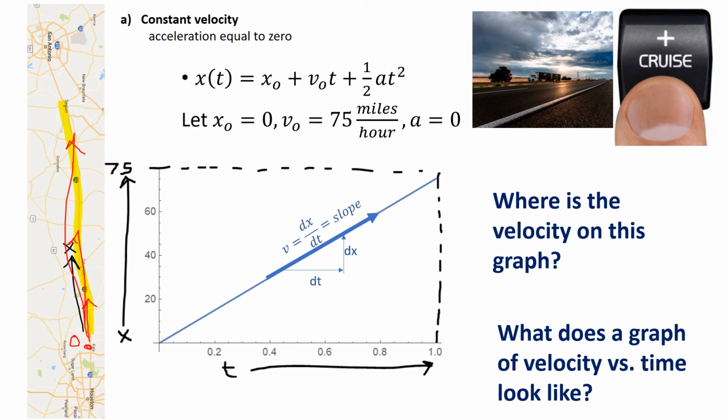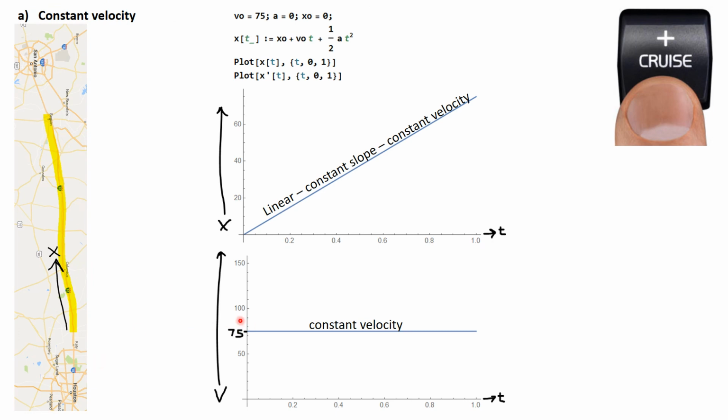Okay, what does a graph of velocity versus time look like? So this is position versus time. What would velocity versus time look like in a situation where you have constant velocity? Here's the graph of velocity versus time. It's not very exciting. It's just a straight line. So we start out at 75 miles an hour. Half an hour later, we're still going the same speed. An hour later, we're still going the same speed. So it's just constant, flat velocity. And the value here is the slope of your position versus time curve.